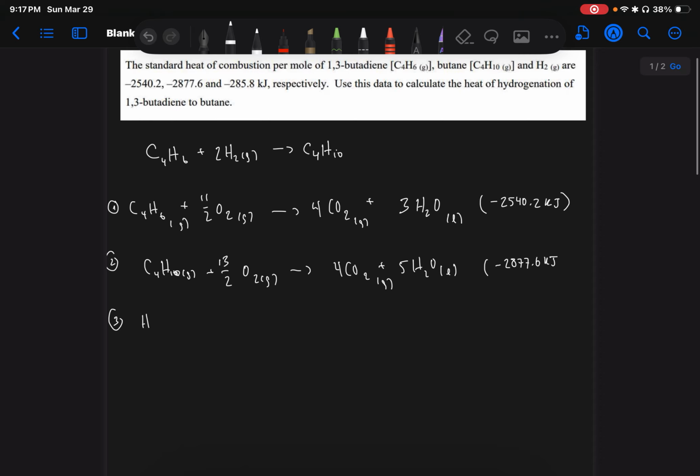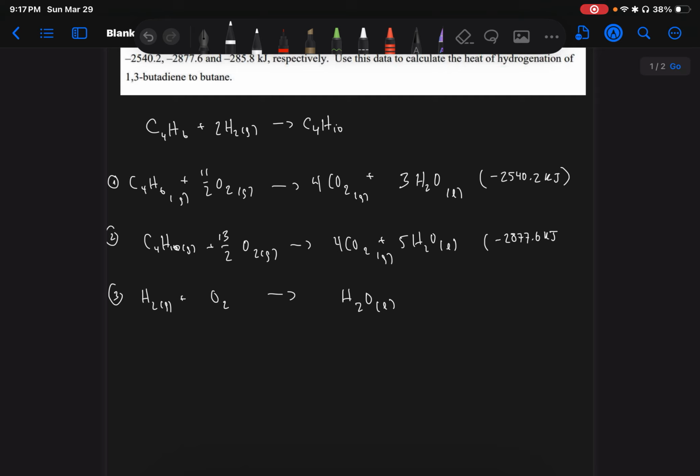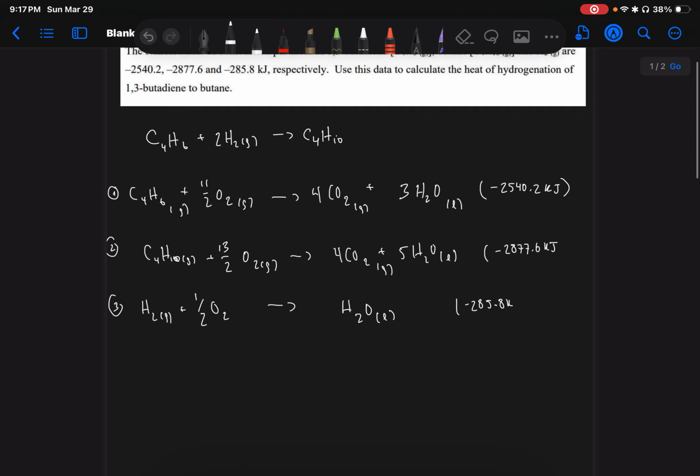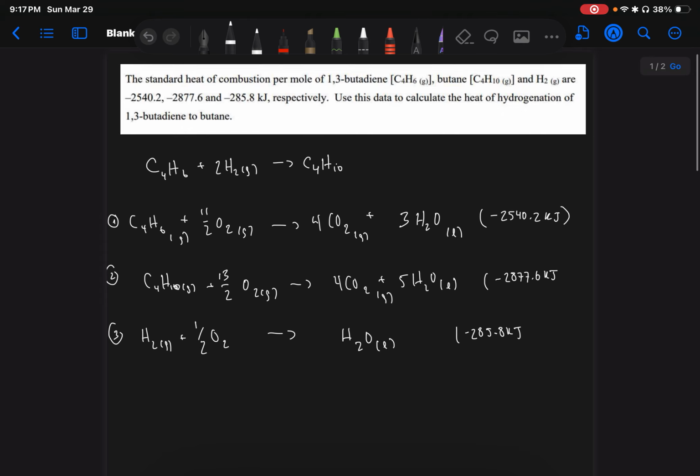Okay, now equation 3. H2 plus O2. What are we going to get? Well, there's only one possible thing. I guess we could get OH, but it's H2O liquid. So we have 2 hydrogens on that side. We got 1 oxygen on the right side, so we need 1 over 2 here. And this is going to be negative 285.8 kilojoules.